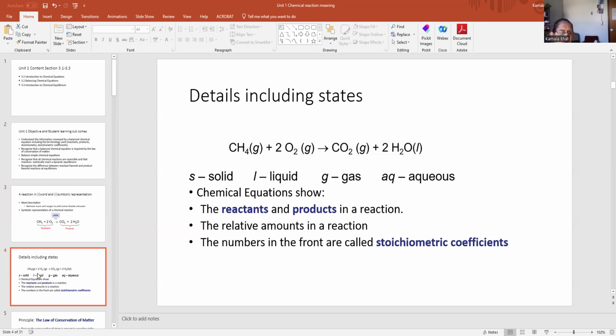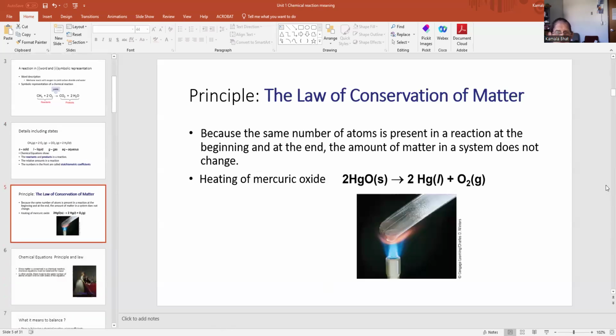Generally, when writing a chemical reaction, we tend to include the states of all the compounds. So we have CH4 is a gas, O2 is a gas, CO2 is a gas, and H2O is a liquid. Compounds on the left of the arrow are called reactants, and compounds on the right are called the products. The relative amounts of each are given in a reaction, and the numbers in front of each compound are the stoichiometric coefficients.